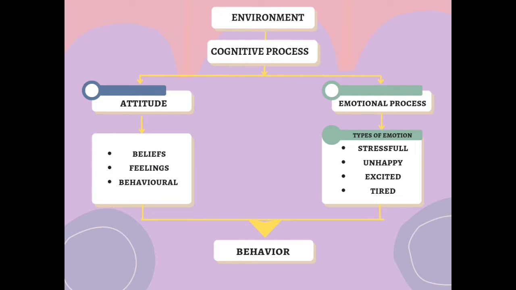Next part is the cognitive process. The cognitive process starts from the environment, where it is divided into two components, which are attitude and emotional process. The attitude component has three elements, which are belief, feelings, and behavior. However, under the emotional component, there are a few types of emotion, such as stressful, unhappy, excited, and tired. From these two components, we can process our behavior. As an example, when we are tired, our behavior becomes different in the way we treat someone. For example, we don't talk as much as usual, we become lazy, and we may be hot-tempered.